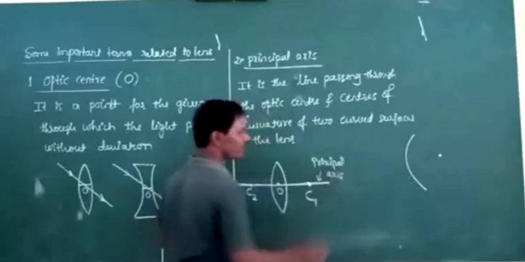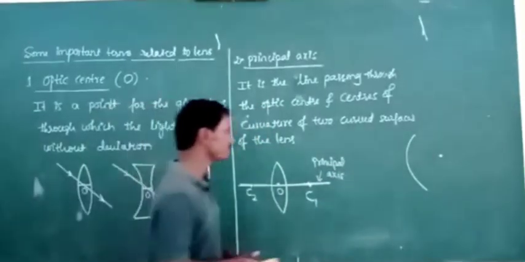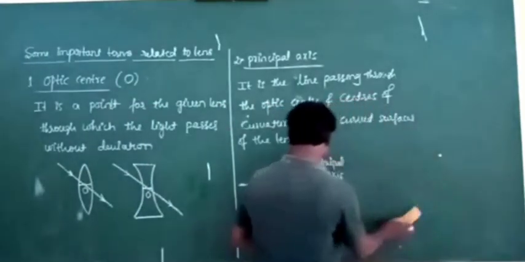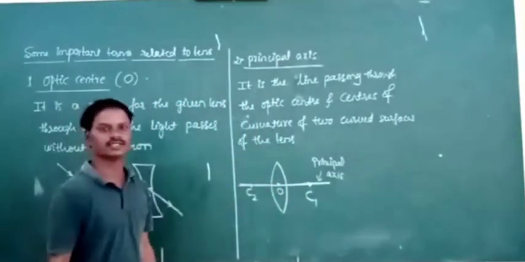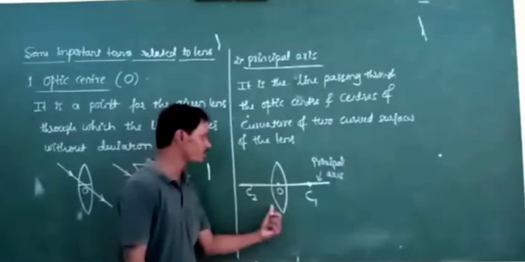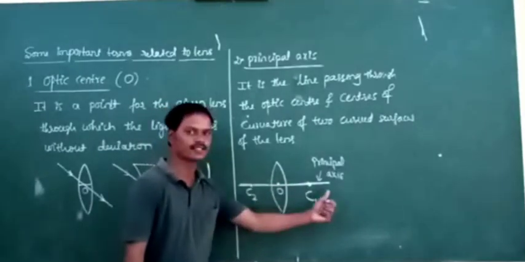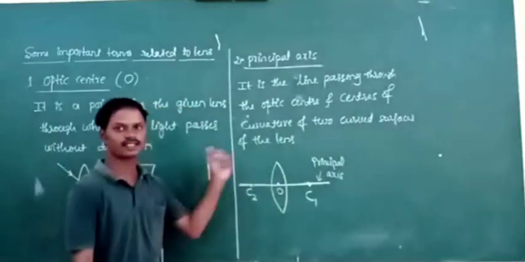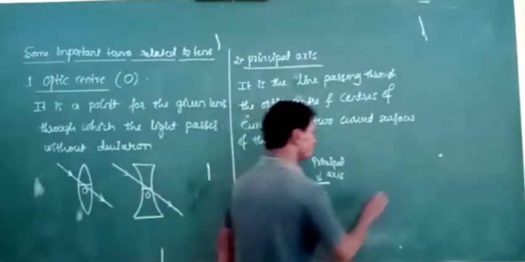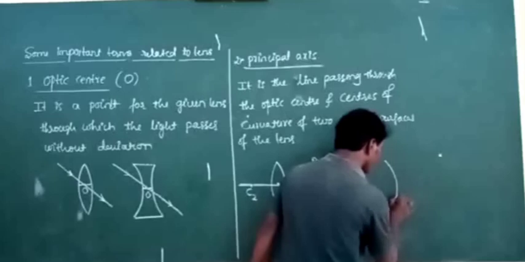That is in case of convex lens. In case of concave lens, if it has two centers of curvature, then it has two radii of curvature. Radius of curvature of the first surface is R1, that is at the right side, and radius of curvature of the second surface is R2, that is at the left side. Next we are going to take concave lens.